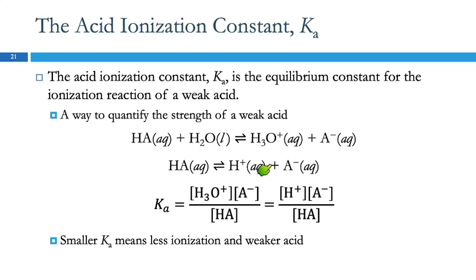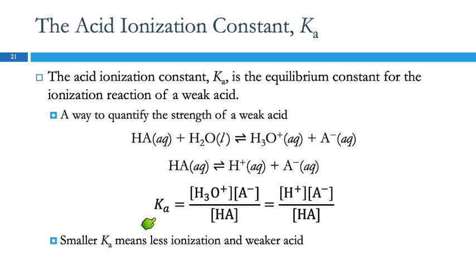So using this equation, we get H plus times A minus over HA. H3O plus and H plus are interchangeable. The only difference is that here we're acknowledging the fact that the hydrogen ion is being held by a water molecule, and here we're ignoring the water molecule. It's there. This is aqueous. We know that's what it's doing, but the equation gets a little simpler if we ignore that.